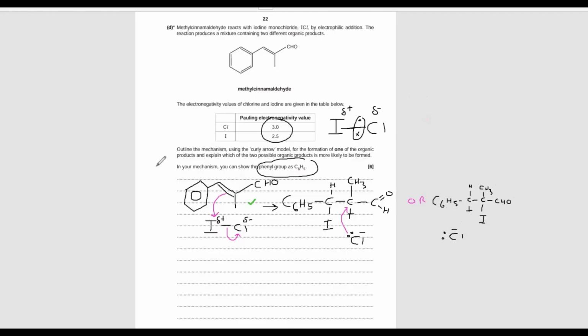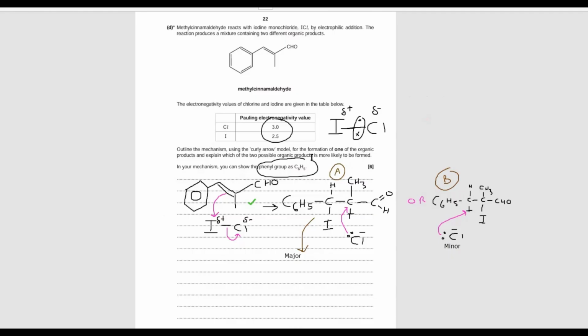So for this mechanism, you're going to get a mark for showing that the iodine's delta positive and the chlorine delta negative, because they got us to use the Pauling scale for that. You're going to get marks for the curly arrows. So I'm going to put us on about 3 or 4 marks at the moment, because we've done the whole mechanism. I haven't shown the product, and they can be a real stickler for that, which means I've got to redraw out one of the products. So I'm going to redraw out the major product, because that's what they're like in the exam board.